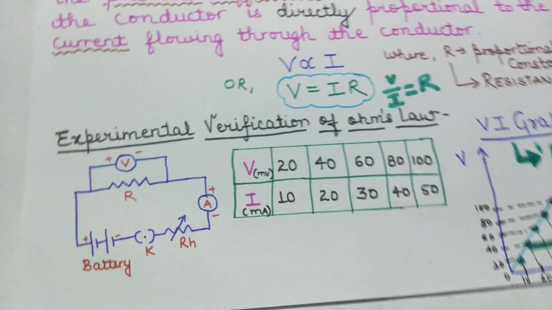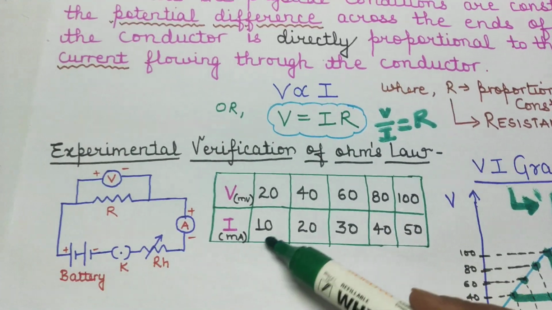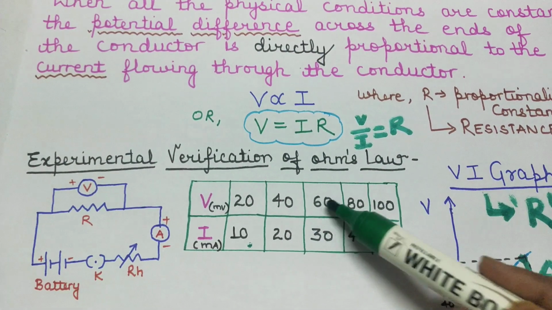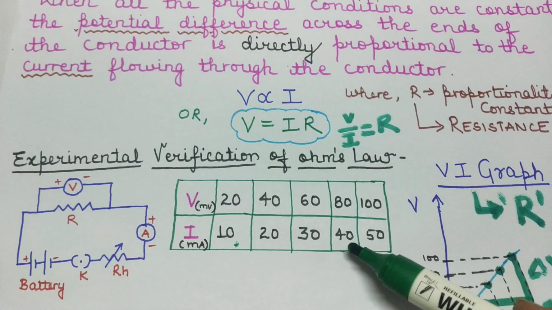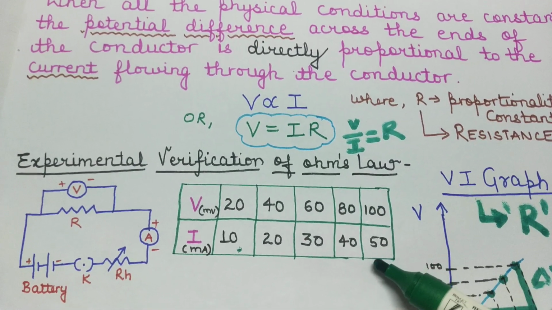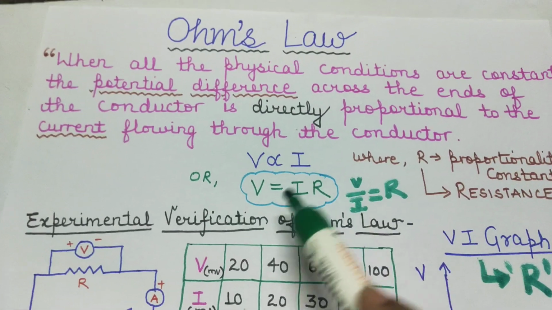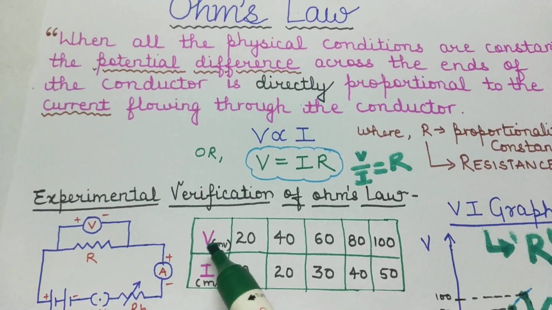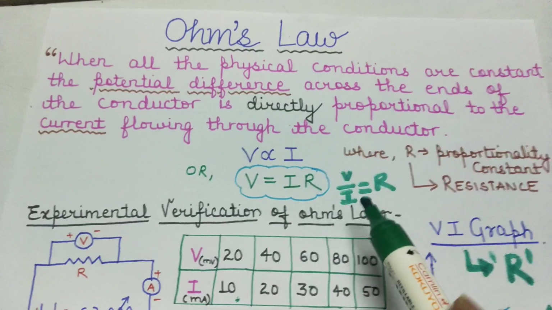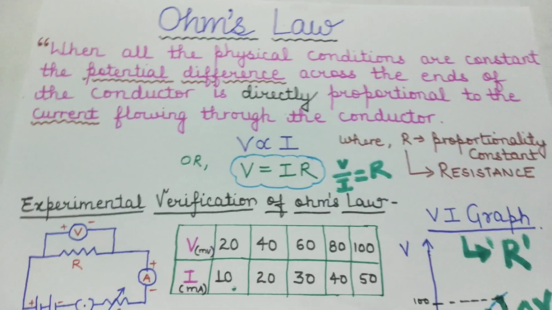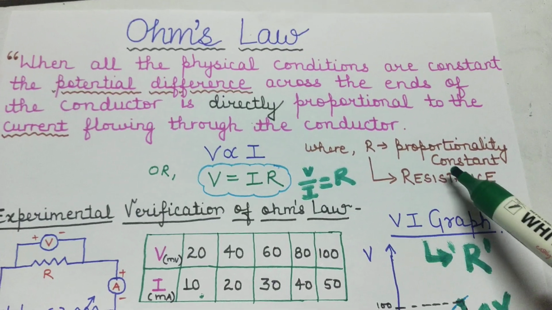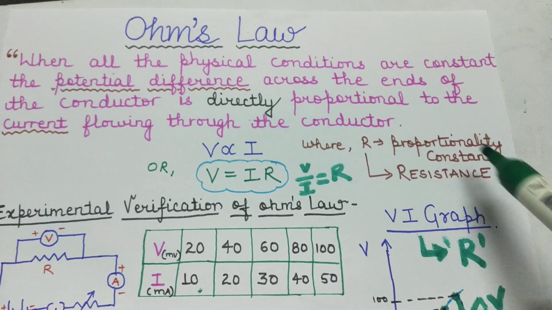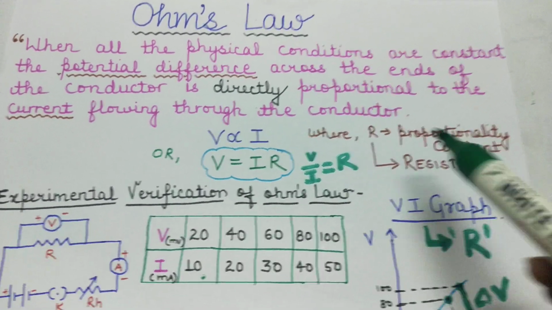So what will be the resistance? You can calculate V upon I: 40 by 20 is 2, 60 by 30 is 2, 80 by 40 is 2, 100 by 50 is 2 ohm. So this is verified that if you change the amount of current, the value of potential difference will change, but the resistance of the wire will always remain constant. That we have already stated in Ohm's law, that the constant is called resistance.